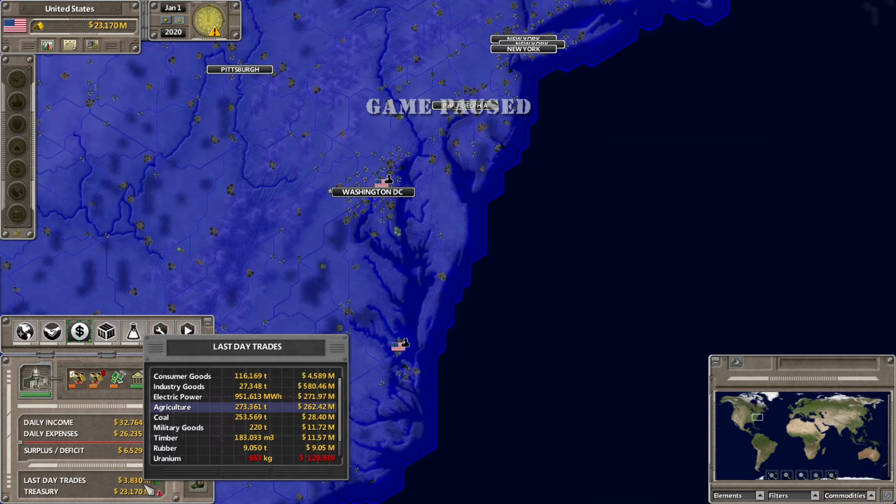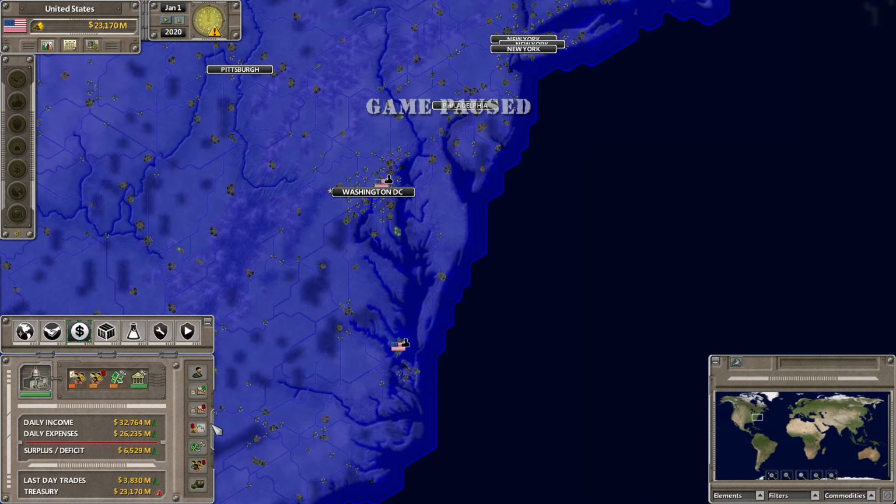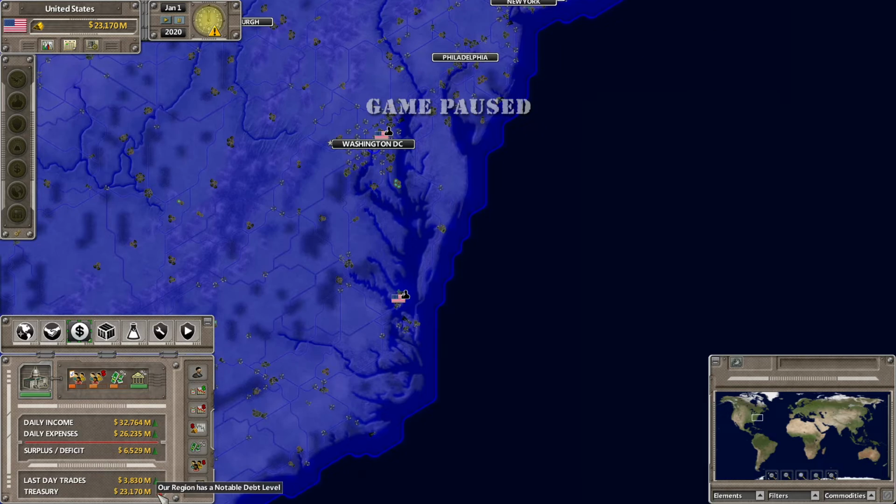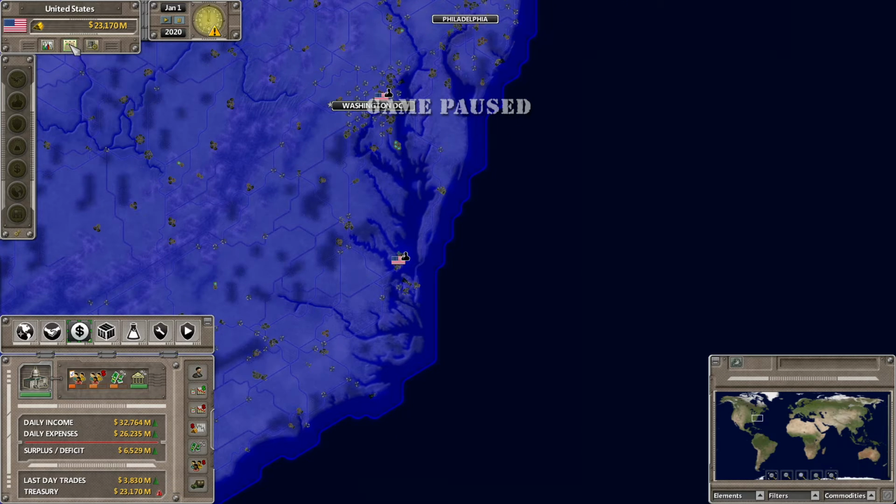The last day trades here, and there's another way to look at all this information, actually, it's this right here, the previous day trades. You could also sort by dollars. You can see what's making you money in your economy in terms of resources, what's losing your money. And you can use this as a way to figure out, what do I need more of? What do I need to find a way to import? Things like that. It also shows you your treasury number again, and whether or not you have a notable debt level.